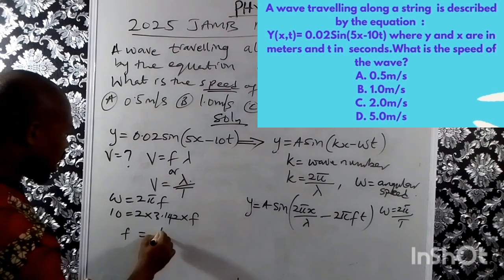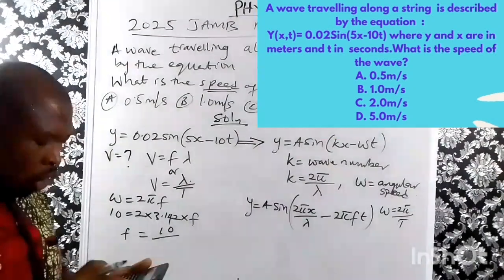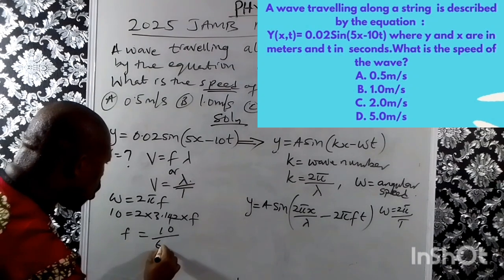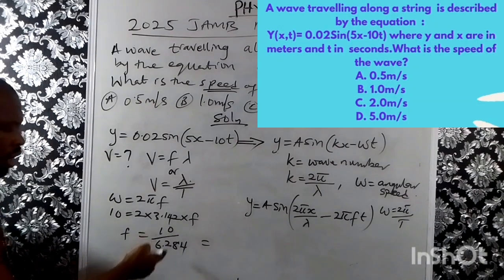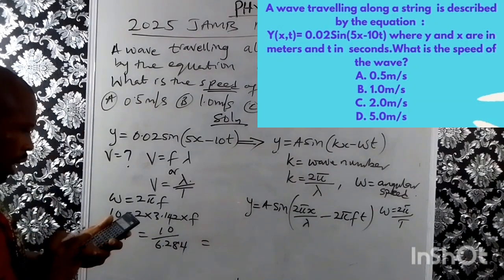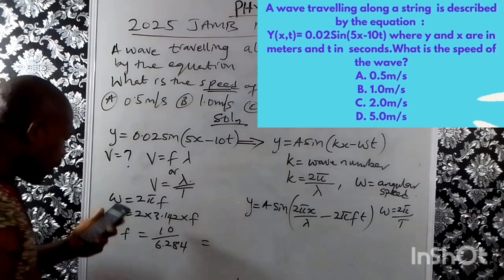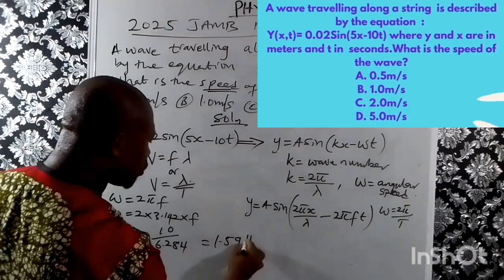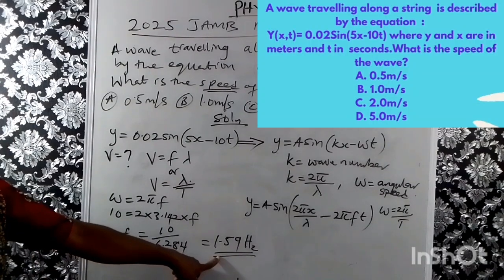Frequency will give us 10 all over 2 times 3.142, which will give us 6.284. Now, this over this, 10 divided by 6.284, will give us 1.59 hertz. 1.59 hertz. All we need to do now is we have found our frequency.